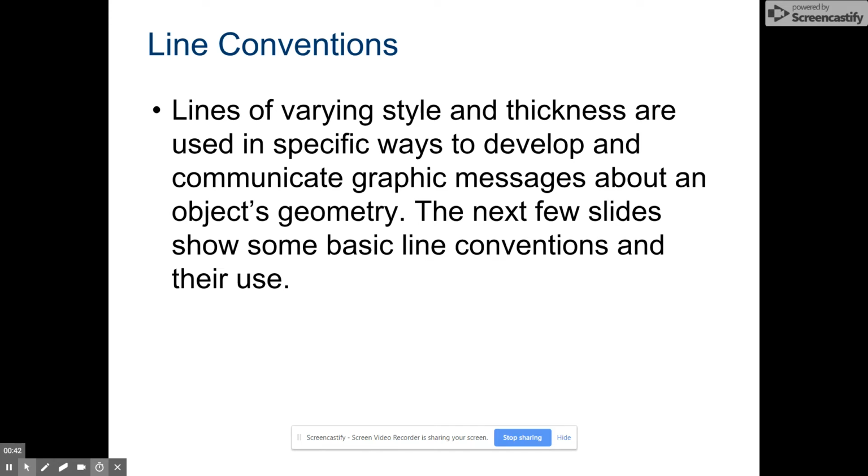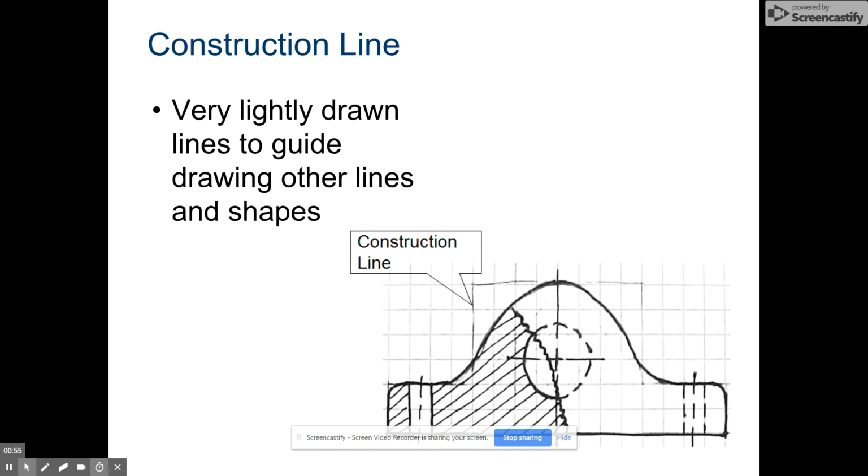So when we say line conventions, we mean the act of varying a style or thickness or look of a line in order to graphically communicate a message about the drawing. So let's go ahead and start off.